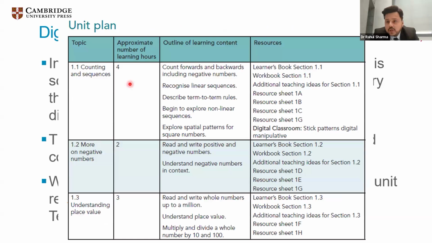So as you can see here, the unit plan, I'm getting in depth of those teacher's resources. When I open my teacher's resource, the first thing I see for a particular chapter is that unit plan, where the subtopics, the learning hours, the outline of the learning content and what resources I'm using. They have given you resources also. These resource sheets 1A, 1B, 1C are examples, which are there in Cambridge Go also. Just go into Cambridge Go, take these resources and use them.